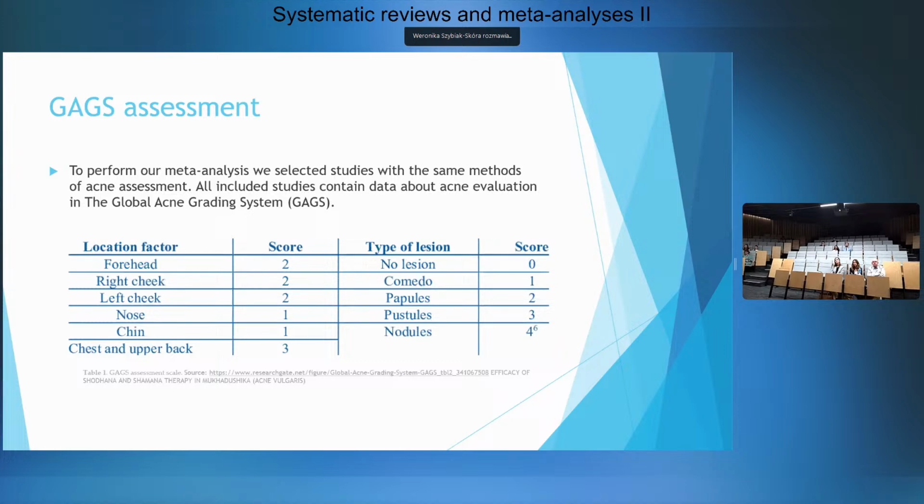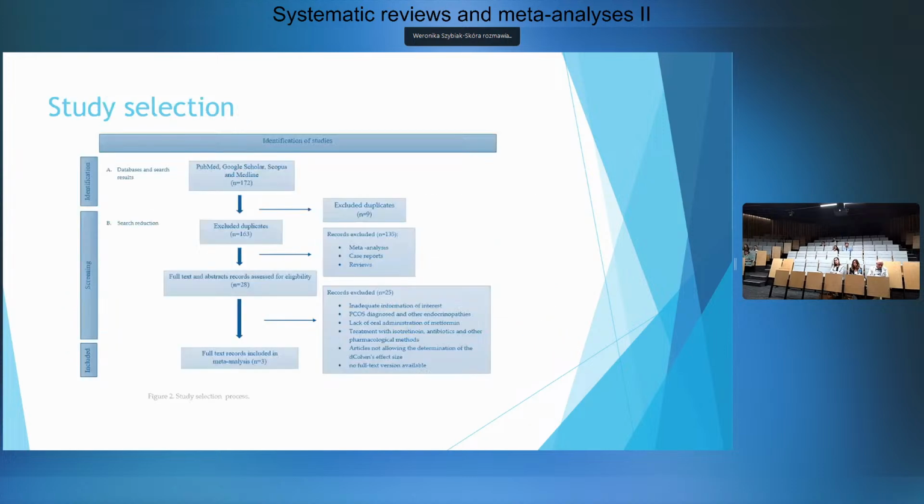So to perform our meta-analysis, we selected studies with the same methods of acne assessment, and all included studies contain data about acne evaluation in the Global Acne Grading System. It is a scale which assesses 6 areas of the body, which are the most common places where acne lesions can appear. The second part of the examination is assessment of the type of the lesions in points from 0 to 4. The whole study selection process is presented in this slide.